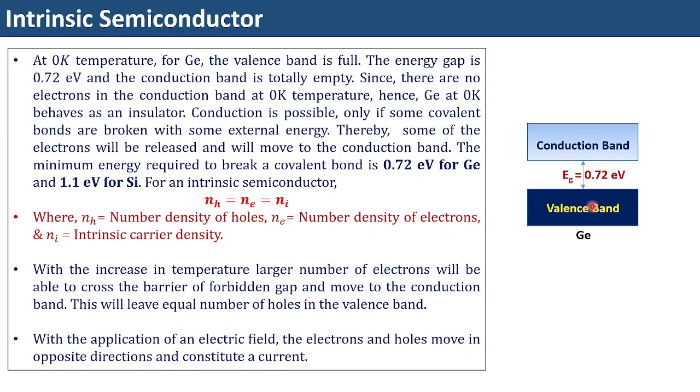Because the absence of an electron in the valence band is a hole. So those electrons which moved from the valence band to the conduction band will all leave behind a hole in the valence band. That is why the number of electrons and the number of holes are equal in the case of an intrinsic semiconductor. Although I have shown it for germanium, for silicon also the fact is the same.